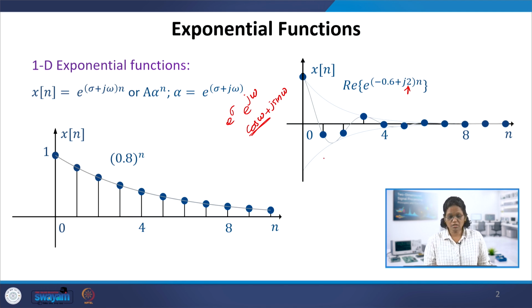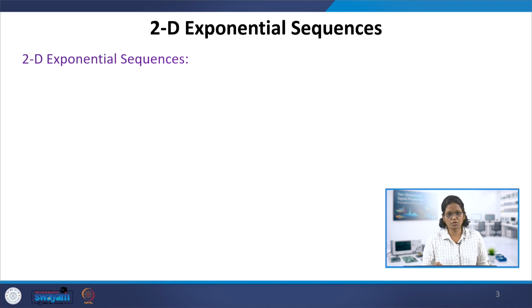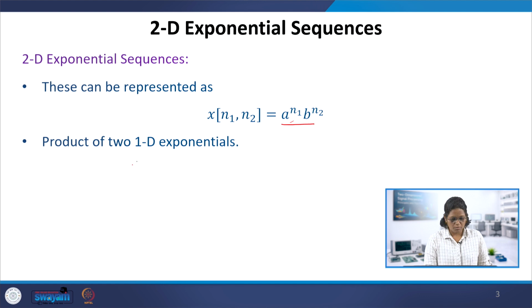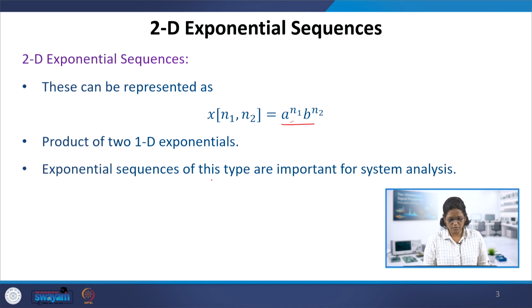So how do we express this in the 2D case? 2D exponential sequences are represented as x of n1 comma n2 equal to a power n1 times b power n2, where a and b can be any constants. These are two independent variables, n1 and n2, with a power n1 and b power n2. So the product can be expressed as two 1D exponentials. For the case of analysis of systems, this type is very important to know.